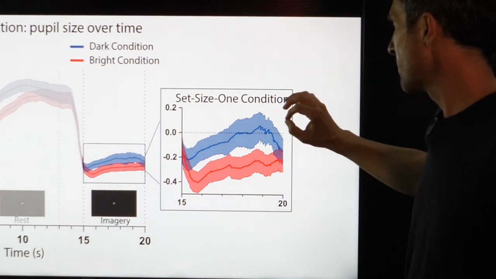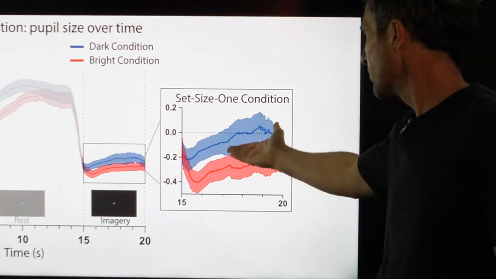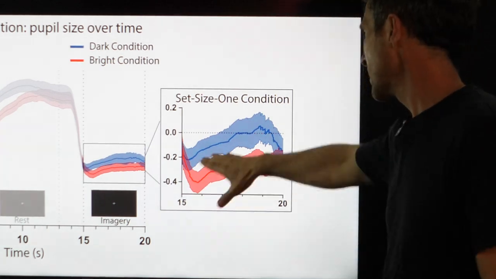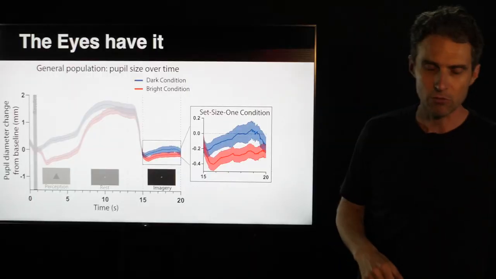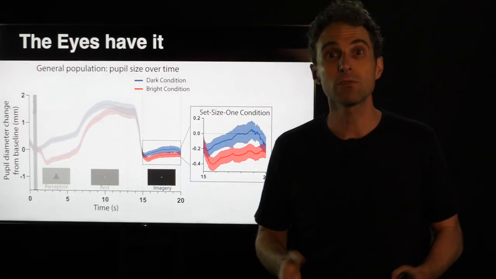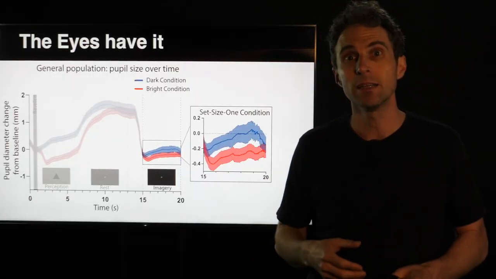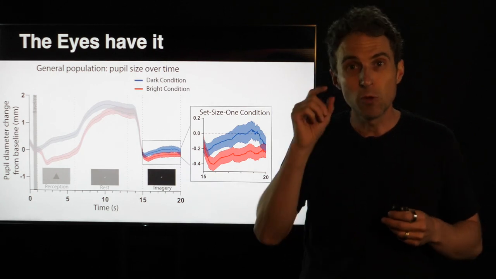When you're imagining a dark triangle, your pupil is wider. And when you're imagining the bright triangle, it's contracted in comparison. Right, so it seems that even though there's nothing on the screen, the content is all in your mind, your pupil's still responding.